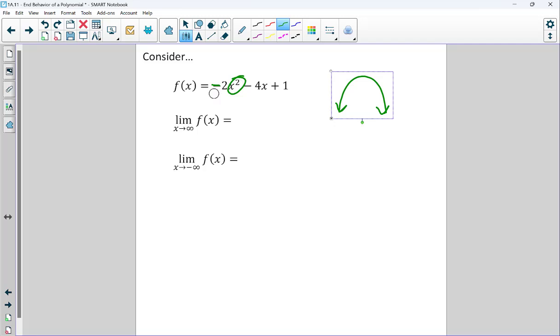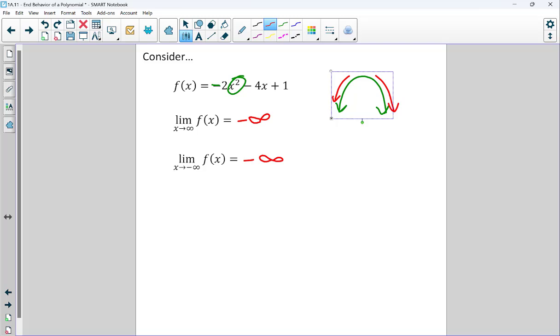A quadratic opening down. Right end behavior, what's happening on the right side of the graph? It's going down, and it's going down forever, so that would be negative infinity. Left end behavior, what's happening on the left end of the graph? It's going down, so negative infinity.